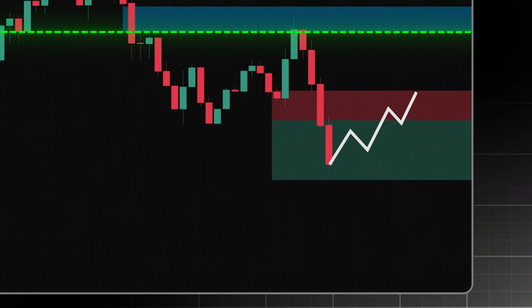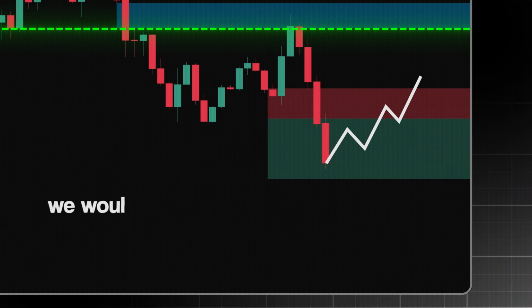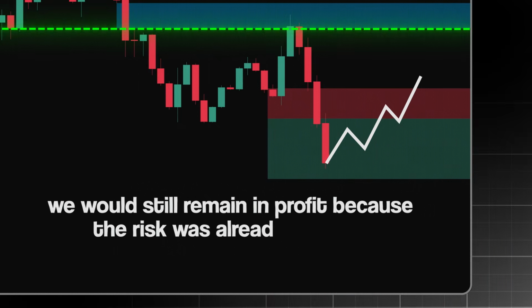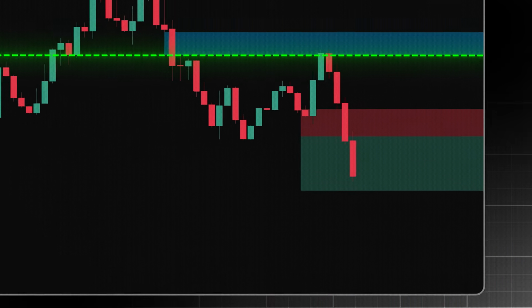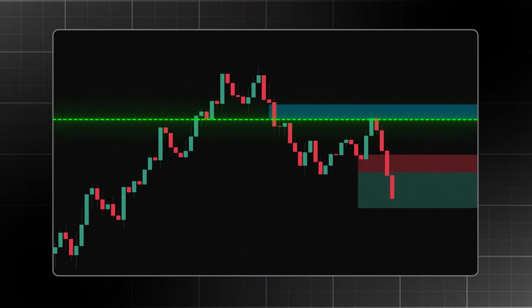Even if price had failed to reach the final target, we would still remain in profit because the risk was already reduced. This is why understanding market structure and liquidity gives you a real edge. You're not guessing. You're following what the market is actually doing.